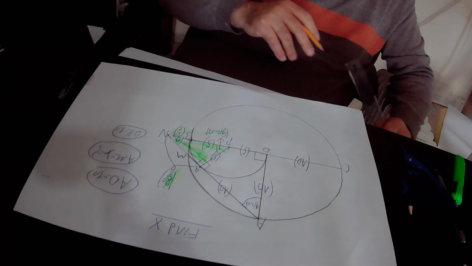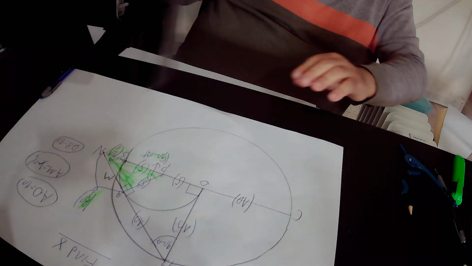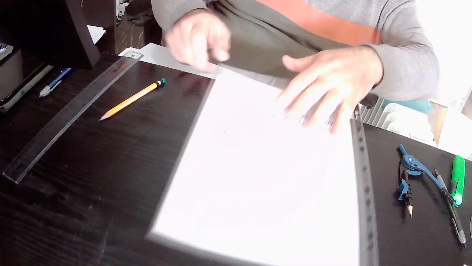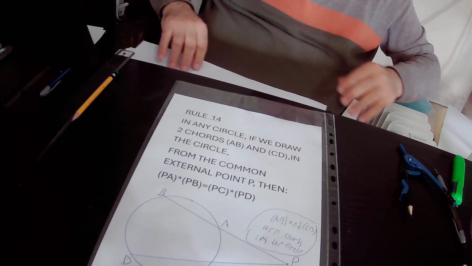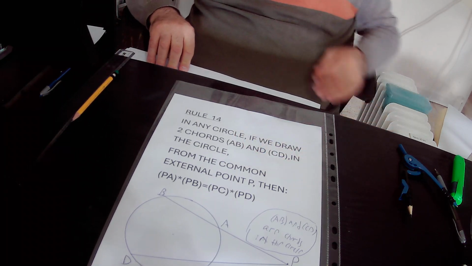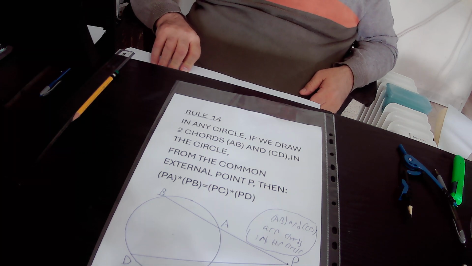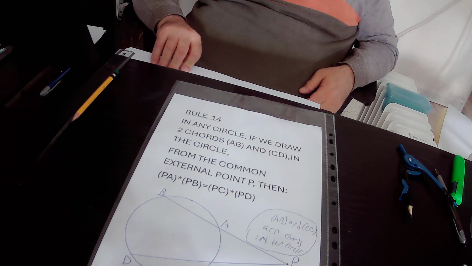In the next step, I will present to you a new rule, and we will implement the new rule in our drawing. The new rule is rule number 14. According to rule number 14, in any circle, rule number 14 is true in any circle.